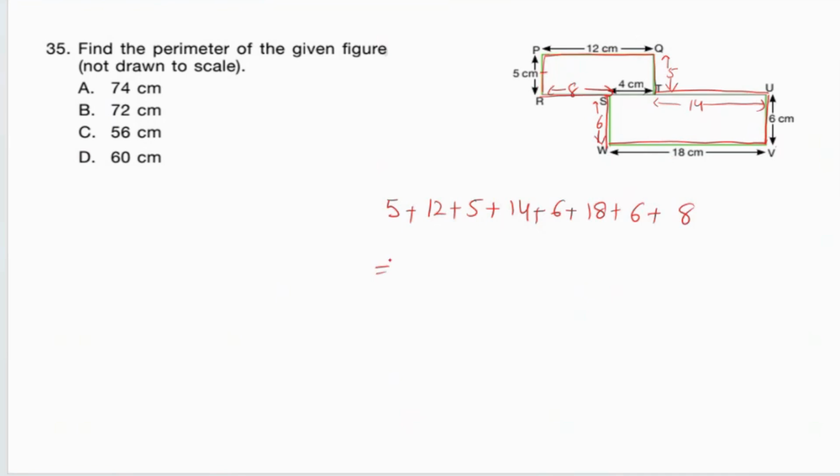Okay, let's count now. 5, 5 and 5, 5, 10, 10, 12, 22. 22 and 14 is 36. 36 and 6 is 42. 42 and 18 is 60. 60 plus 6 is 66. 66 plus 8 is 74. 74 centimeters. So option A should be my answer. Clear, everyone? By this, we have completed our achiever section as well.